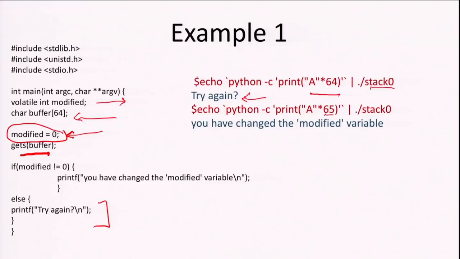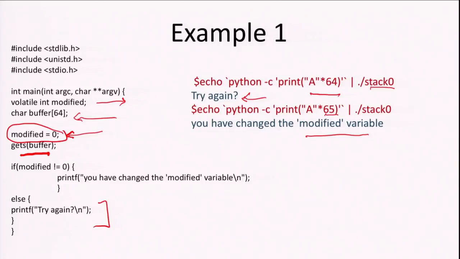However, when we change this to 65 consecutive A's and give the same string, where 65 A's have been repeated, to stack 0, you will find that you have changed the modified variable. This is something that you did not expect because you did not touch the modified variable. What we will say is that here is a buffer overflow, and this buffer overflow has modified another variable that is not supposed to have been changed by the program.